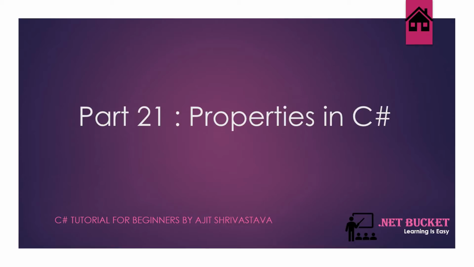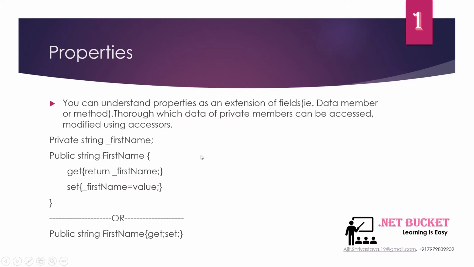I am Ajit Srivastava and this is part 21 where we'll be discussing what is properties in C#. If you see the definition, you can simply understand property as an extension of fields, that is, whatever data member or method we have. So it's kind of a mixture of those things.